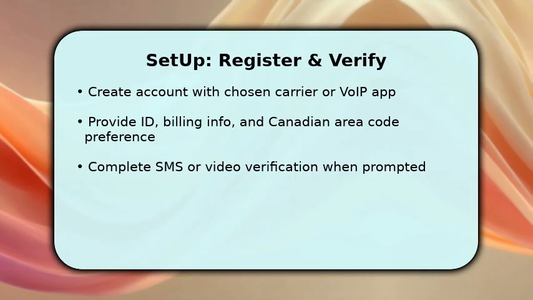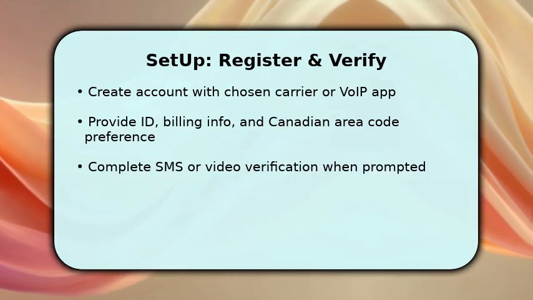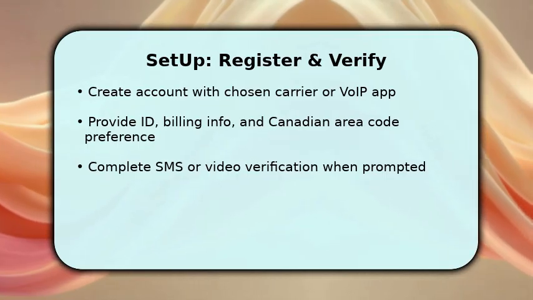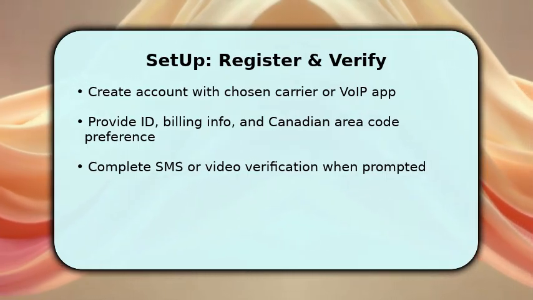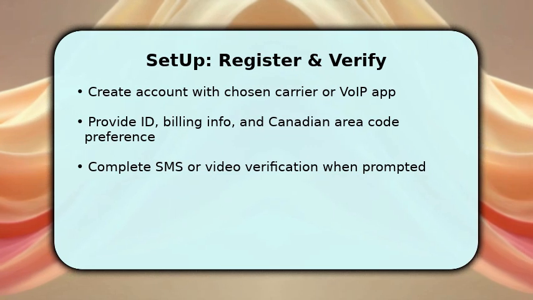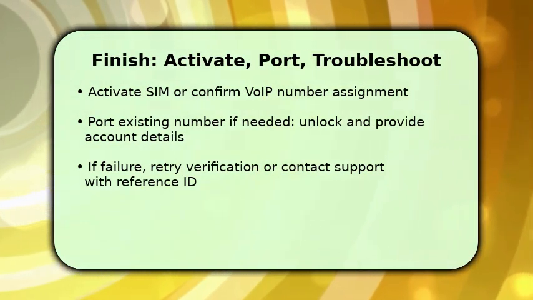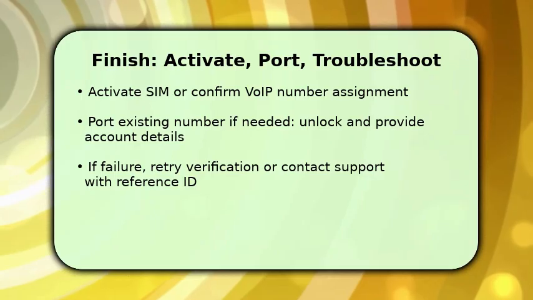If ordering a physical SIM, confirm shipping to your address and activate it when it arrives. For VoIP, set the device permissions and test inbound SMS. You finish by activating the SIM card or confirming that your VoIP app has assigned a Canadian number. Test by calling or texting another line.